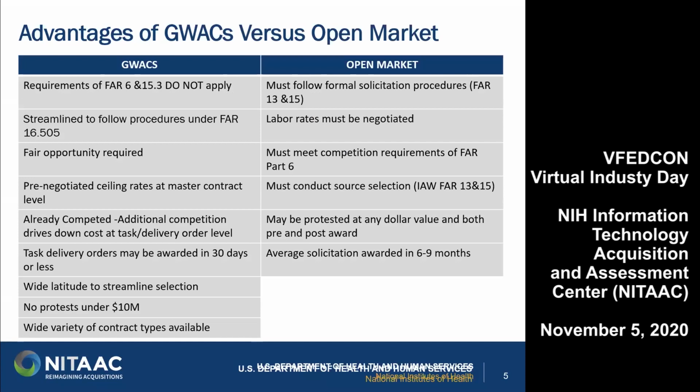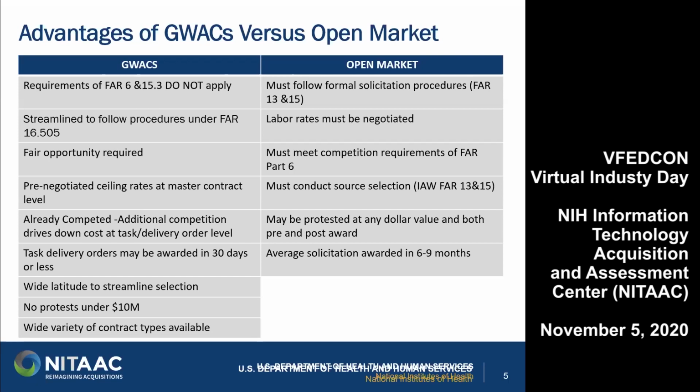This slide addresses using a GWAC versus using open market. So for anyone who has been waiting on an open market purchase or tried to do one, you know how long a formal solicitation process takes under FAR Part 13 and 15. Under a GWAC, you do not have to comply. They don't apply those requirements. It's FAR Part 16.5, and instead of the competition requirements of FAR Part 6, we have to meet the fair opportunity standard. Also, there's the benefit of having pre-negotiated ceiling rates at the master contract level. And in addition, you can actually at the task order level have the opportunity to negotiate these rates even lower.